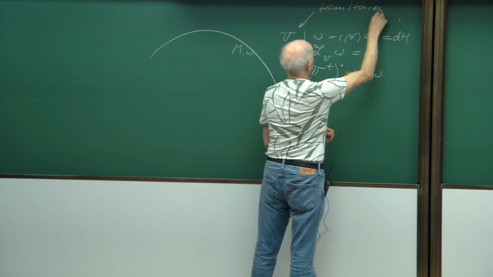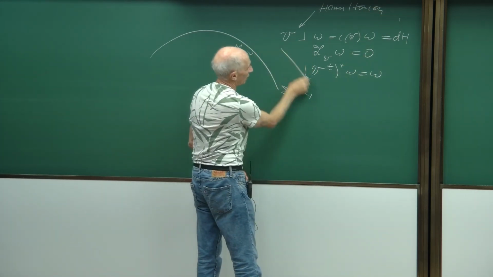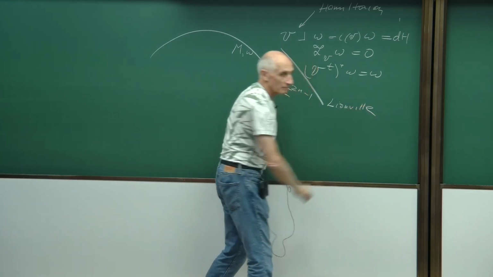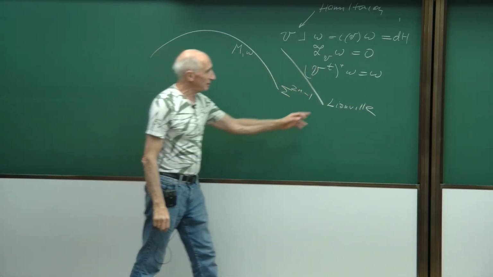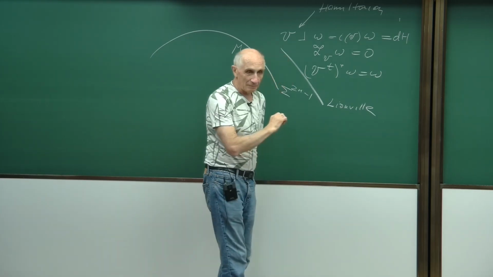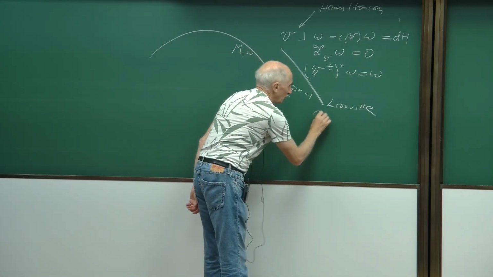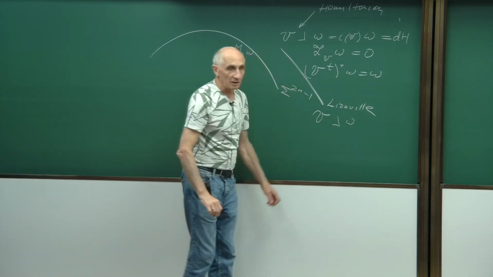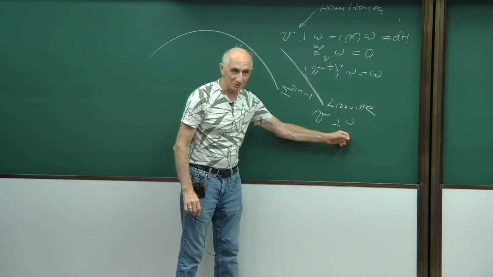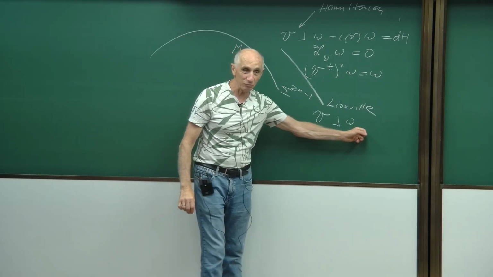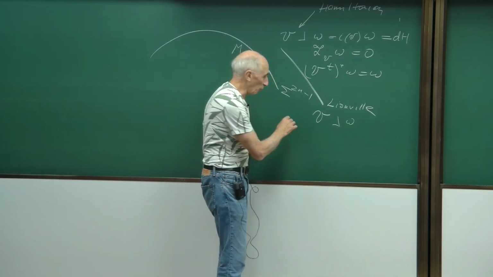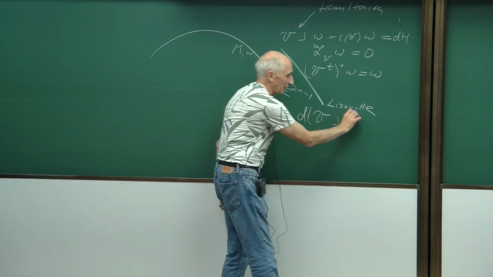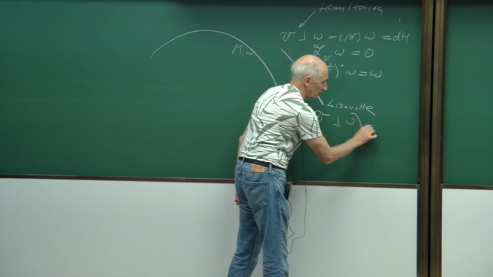But another very important class of vector fields are called Liouville. Liouville vector field means the following: when you contract V with omega, what you get is not an exact form or a closed form, but in some sense just the opposite. You get a primitive form of omega. That means that if you take d of this, then we get back omega.